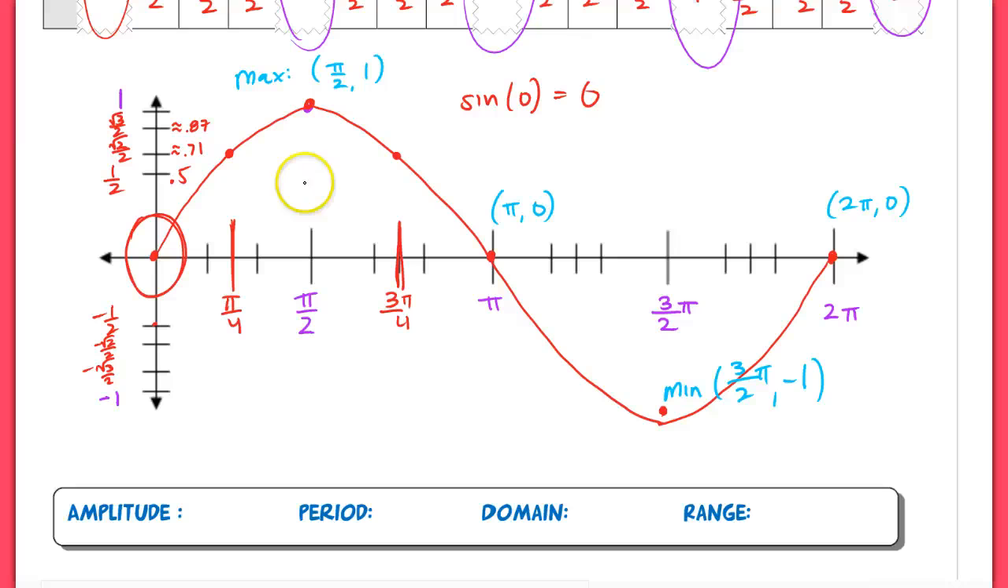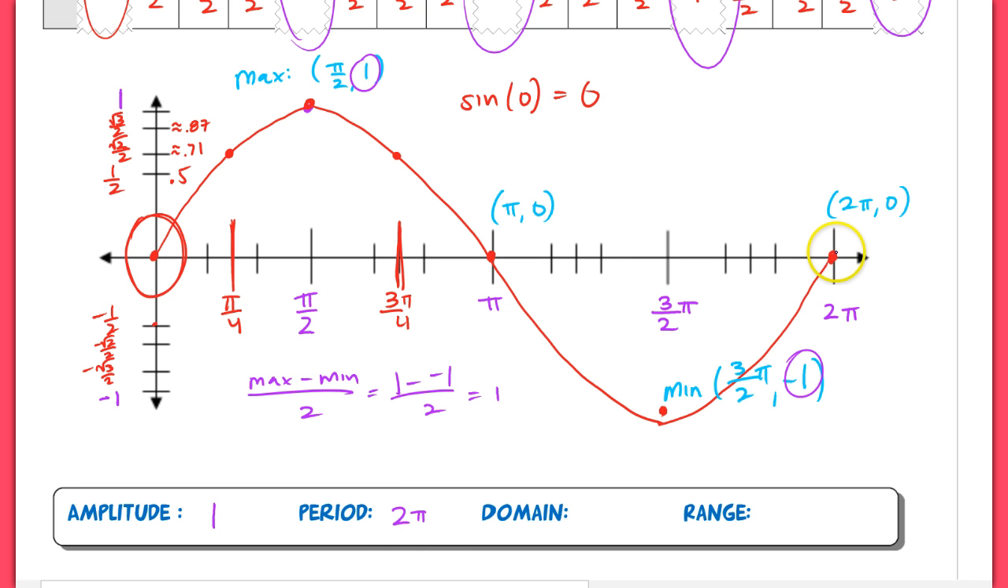If we take our max value minus our min value and divide that by 2, we would end up with 1 minus -1, right? Our max value here is 1, our minimum value is -1. Cut that in half and you end up with 1. So our amplitude is 1. Our period is 2 pi. So once we get back to 2 pi here, it's going to repeat, and I could continue to graph that function, boom, boom, boom, like that.